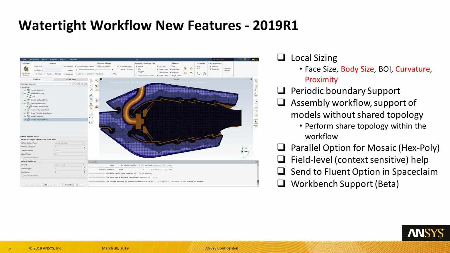If you've used this previously in 19.2, you'll find that there's a lot more capabilities, more sizing commands. You can now do rotational periodicity very quickly in the GUI. There's a new parallel option for the hex poly meshing. And you can directly launch this workflow from SpaceClaim.